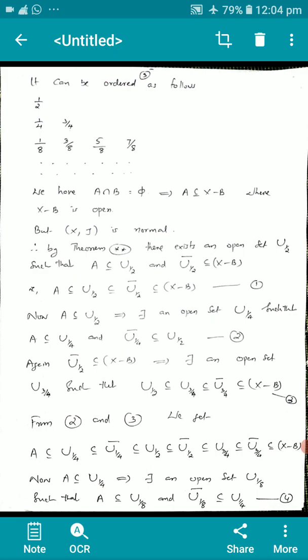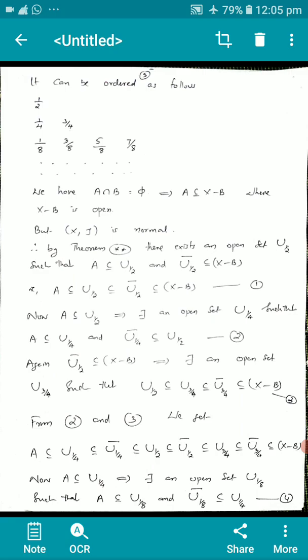There exists an open set U1/2 such that A is a subset of or equal to U1/2, and U1/2 bar is a subset of or equal to X minus B. You can refer to the statement of the theorem. Same way, instead of V, we are having U1/2. The statement given is: C is a subset of or equal to V and V bar is a subset of or equal to U. Instead of U, we are having X minus B, which is the open set, and A is the closed set. So instead of C, it is A subset of or equal to V, that is U1/2, and V bar subset of or equal to U, where instead of U we have X minus B.